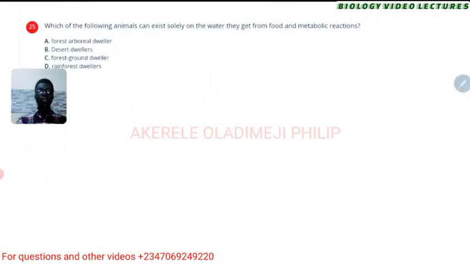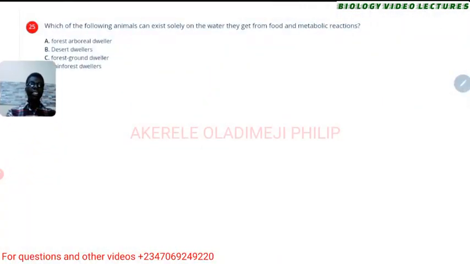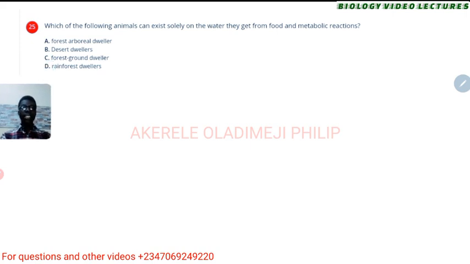Now, which of the following animals can exist solely on the water they get from food and metabolic reactions? Well, that would be desert dwellers. That's option B. Animals that stay in the desert are the ones that will have to do that. Other ones can access water in one way or the other.